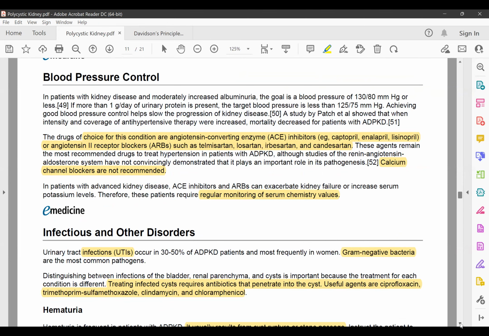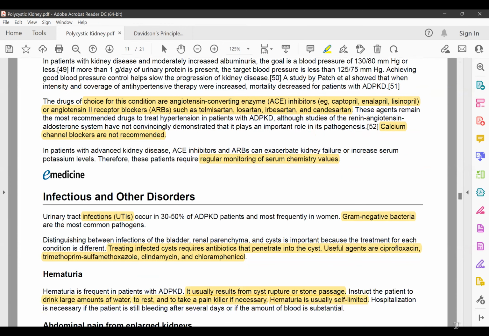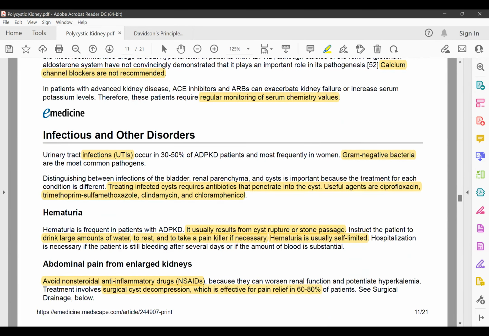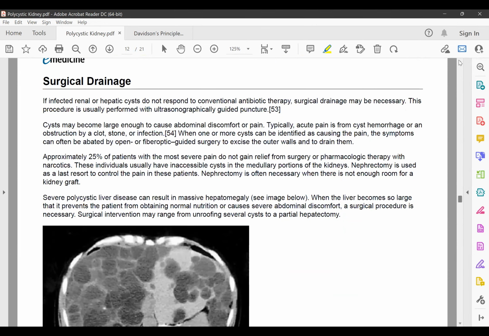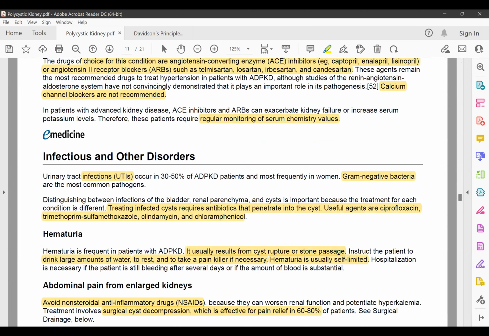And you should be periodically monitoring when you are using ACE inhibitors or ARBs, hyperkalemia is a problem. So you have to look at the serum potassium and frequently monitor the chemistry. Infections, mostly gram-negative, and you have to treat with the drugs which we have already considered. Hematuria, the only treatment is rest and hydration, and then it resolves automatically.